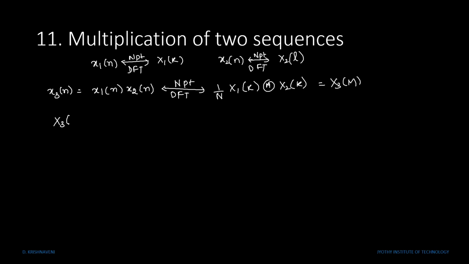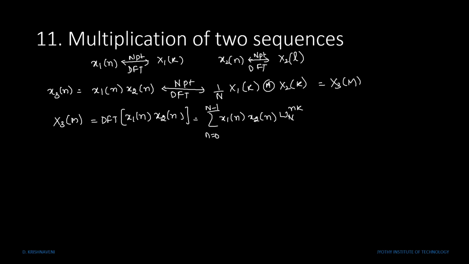So X3 of m is obtained, that means obtained by DFT of x3 of n. X3 of m is DFT of x3 of n. So that is DFT of x1 of n into x2 of n. And in the DFT formula, we'll substitute this. So summation n is equal to 0 to N minus 1 x1 of n x2 of n W_N to the power of nm. Okay, instead of k we have to use m.